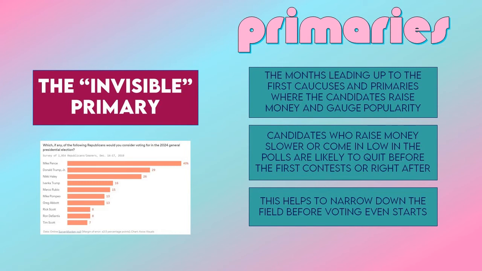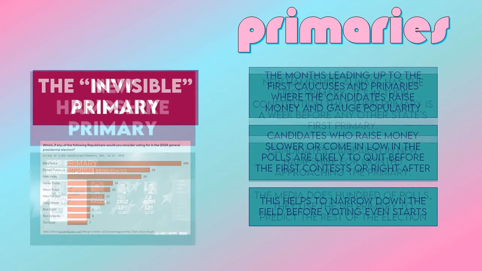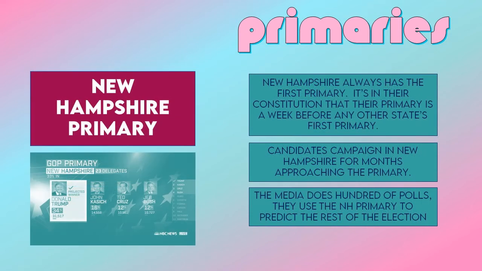All those people that just can't get their campaign going and aren't popular, they're going to drop out before any of the contests start. Then the first primary, definitely the most famous primary, is the New Hampshire primary. It's always first. In their state constitution, it says that their primary has to be held a week before any other state's primary. So their constitution sets their primary date to automatically be the first one here.